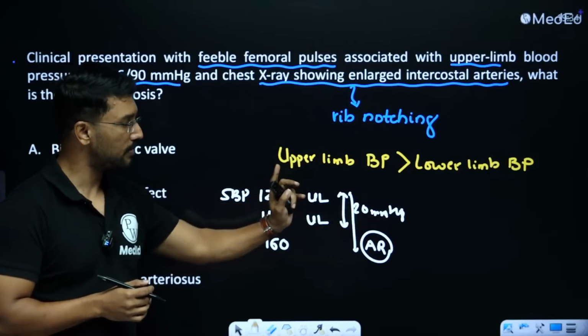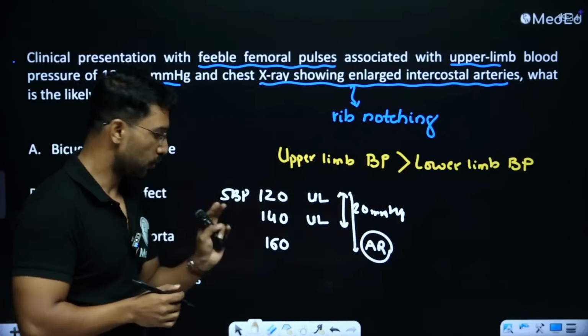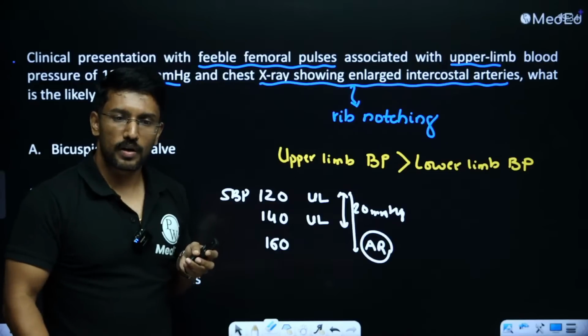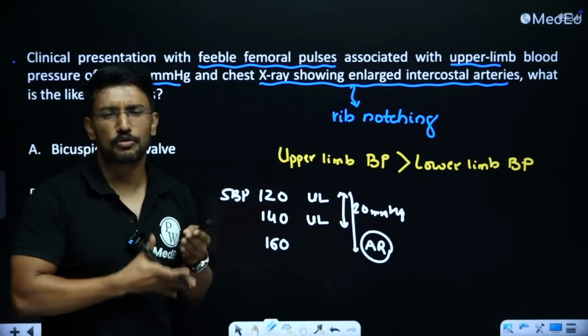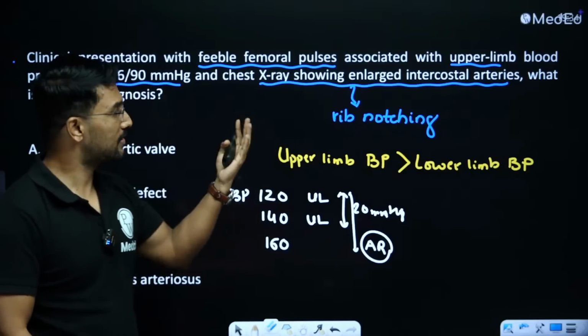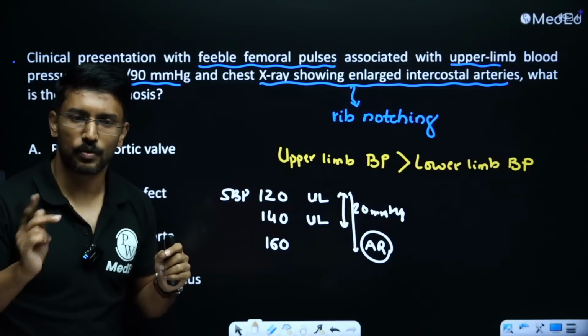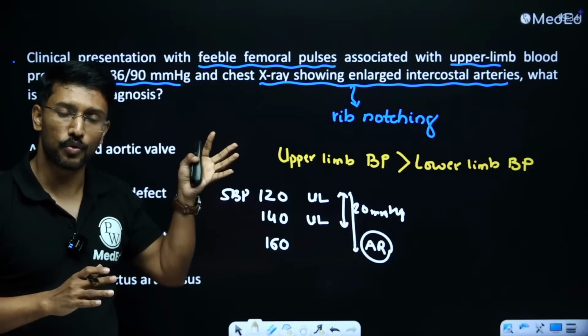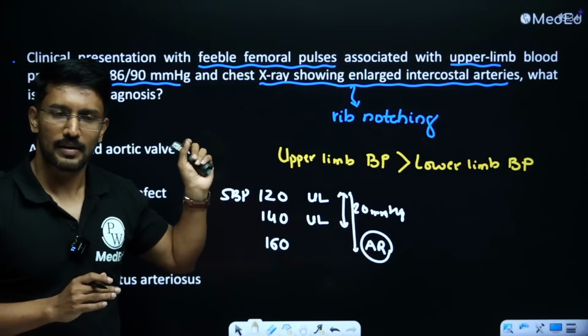But what we are seeing here is upper limb higher than lower limb. So what does that mean? Normally the heart gives more blood to the lower limb than the upper limb, but something is stopping it from giving more blood to the lower limb. That's why lower limb BP is going down. When does that happen? It can happen in dissection of aorta. It can happen in coarctation of aorta. If I'm thinking of acute, maybe I can think of dissection of aorta.